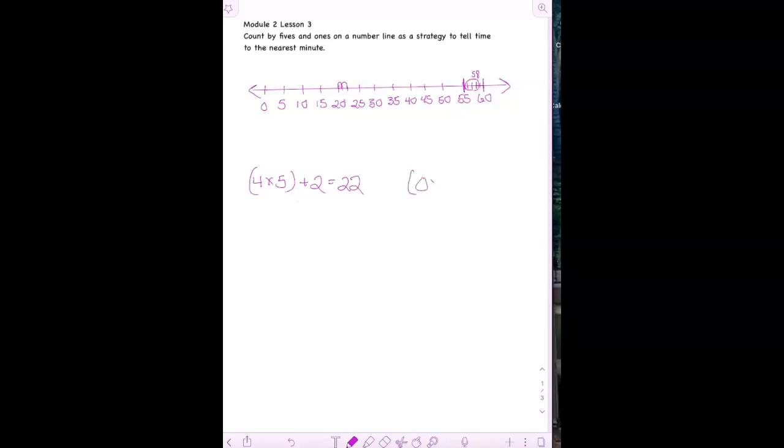What if we did 0 fives plus 4? Well, 0 fives would give us 0, wouldn't it? Plus 4 more, we're going to go 1, 2, 3, 4. So it gives us 4. So which units did we use to count these? We used 5s and we used 1s. And that's what we'll be using on a clock as well. Let's try another one.